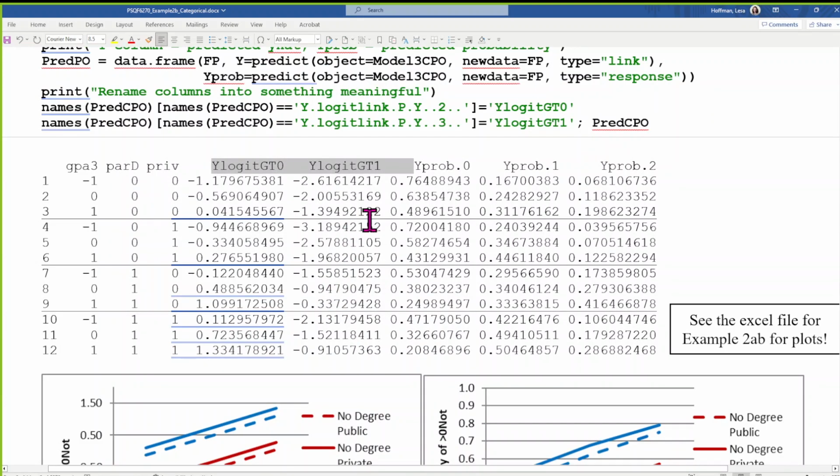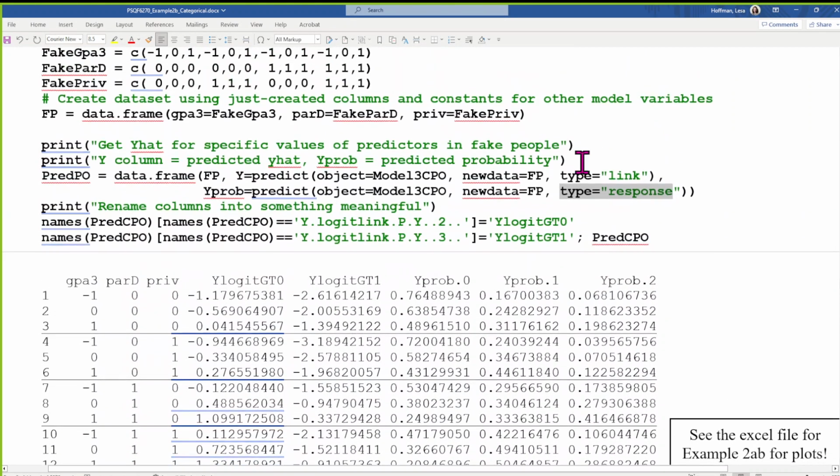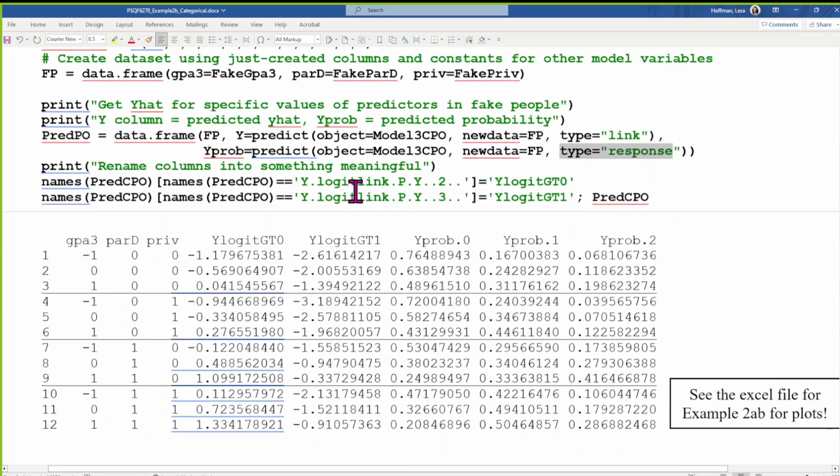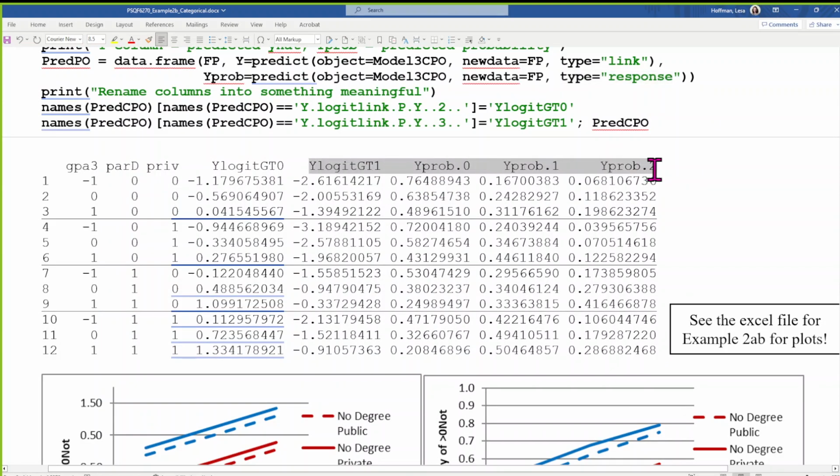If you want to have probabilities, though, then we add another column. Y_prob is what I've named it, and that's type equals response. That's your inverse link. So it knows that the inverse link of logit is probability. You don't have to tell it. Fortunately, it figures out that what I'd actually like is the probability of each category. So I don't have to do anything extra other than rename the columns into something that's not terrible.